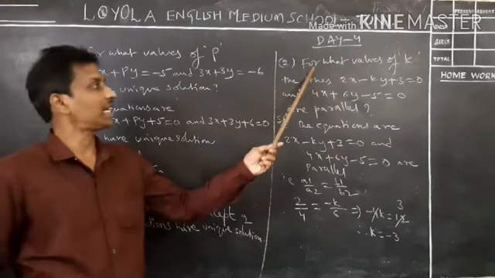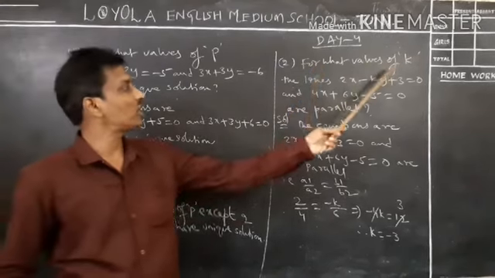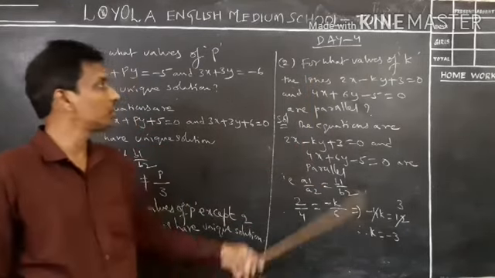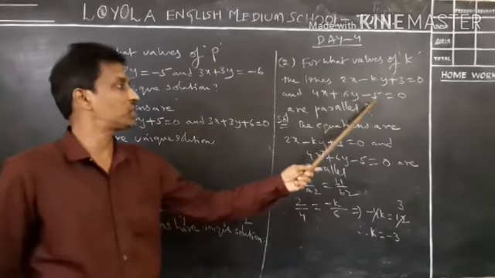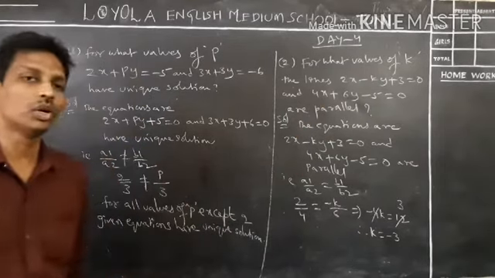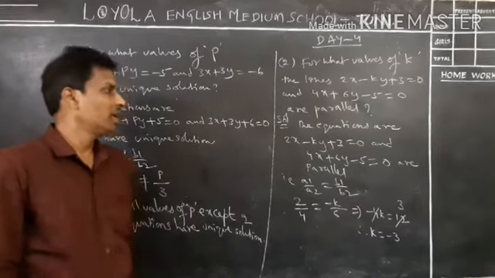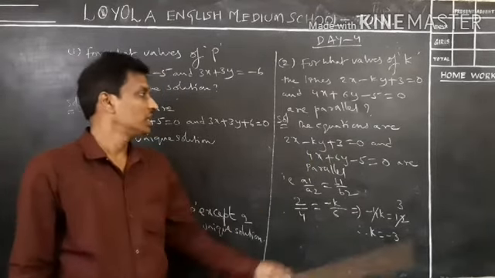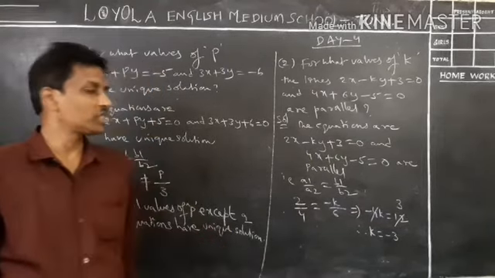Let us go through the second question. For what values of k are the lines 2x minus ky plus 3 equals 0 and 4x plus 6y minus 5 equals 0 said to be parallel? Anyway, first of all, we write the given equations. The equations are as we wrote, and they are parallel.